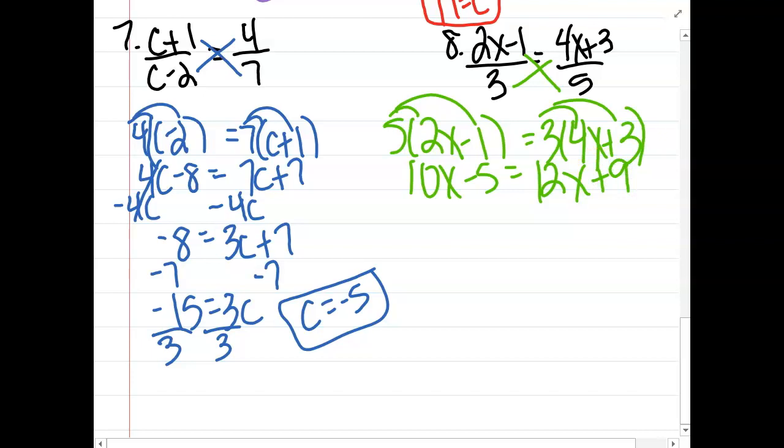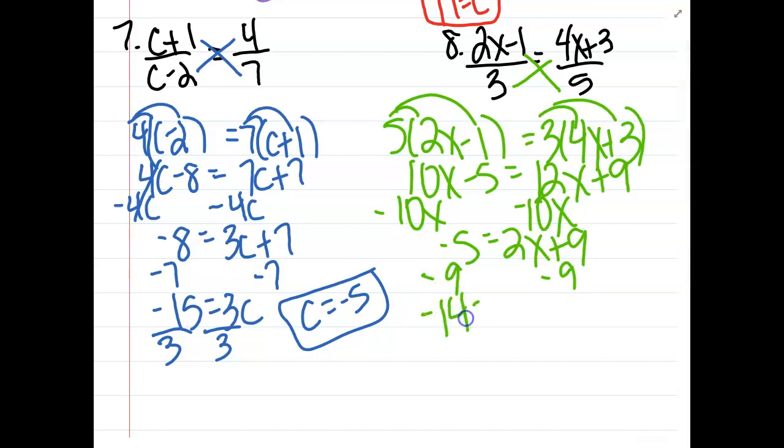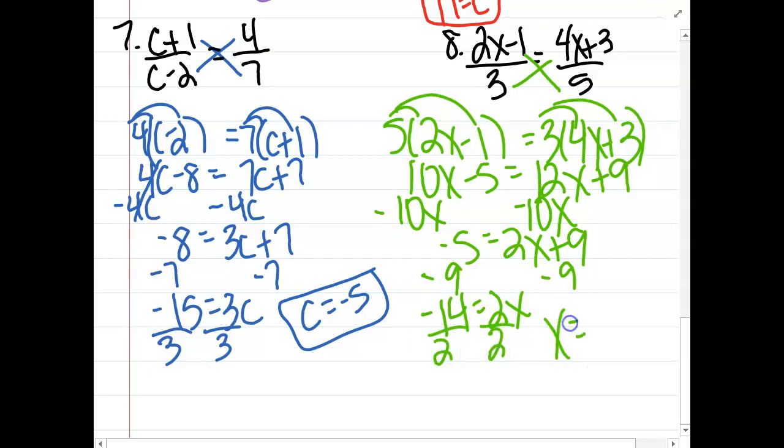And then what I loved is I saw so many people, they weren't trying to move the 5 or the 9. They're like, no, I need to get my variables in the same place, so I'm going to subtract 10x. Love it. So we have negative 5 equals 2x plus 9. And then we have our two-step equation. Subtract 9. We have negative 14 equals 2x. Divide by 2, and we should get x equals negative 7.